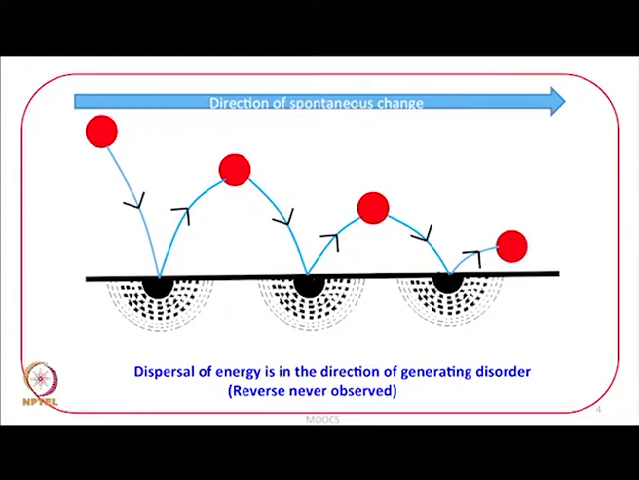We have never seen the reverse. You have never seen that a ball which is resting on ground automatically starts bouncing. That we have never seen. Because in order for the ball to be pushed up, the infinite atoms of the floor have to concentrate energy at one place and then push the ball up. That never happens. That is not a spontaneous process. So therefore we can conclude that the dispersal of energy is in the direction of generating more disorder. So we have connected the direction of spontaneous change towards generating more disorder.